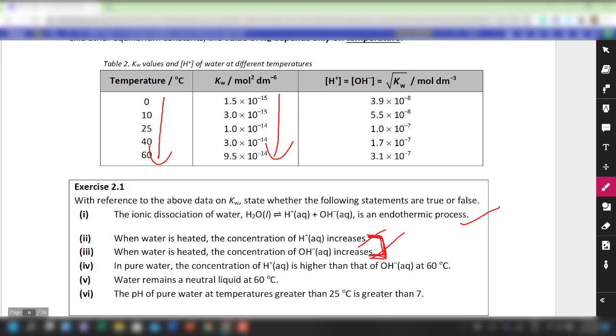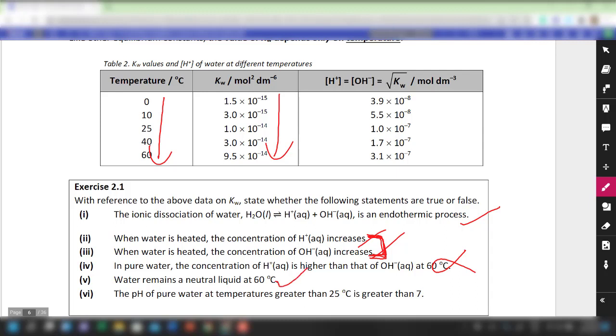Remember that they are tied to each other. It cannot be that H plus increases more than OH minus and suddenly the solution becomes acidic. So this is incorrect. Okay, part 4. In pure water, the concentration of H plus is higher than OH minus at 60 degrees Celsius. This is nonsense, because in pure water, the H plus concentration should be the same as the OH minus concentration. Okay, part 5, water remains a neutral liquid at 60 degrees Celsius. So of course this is correct.